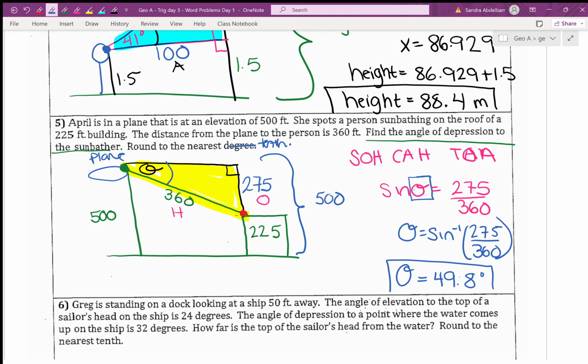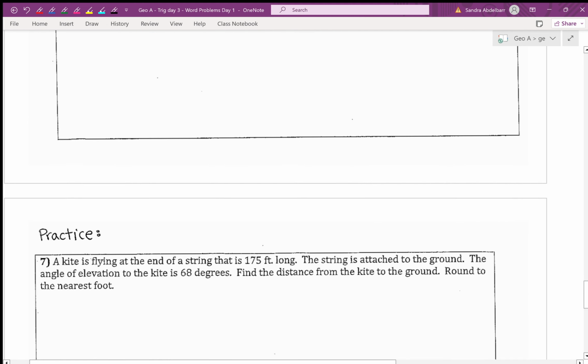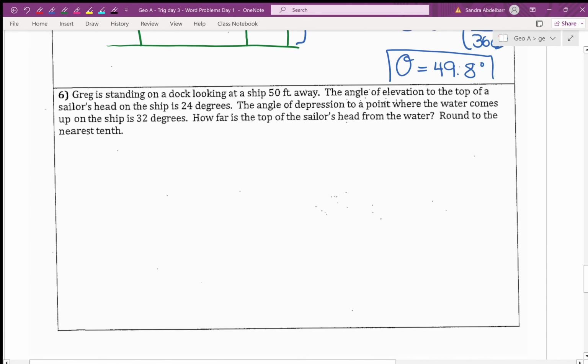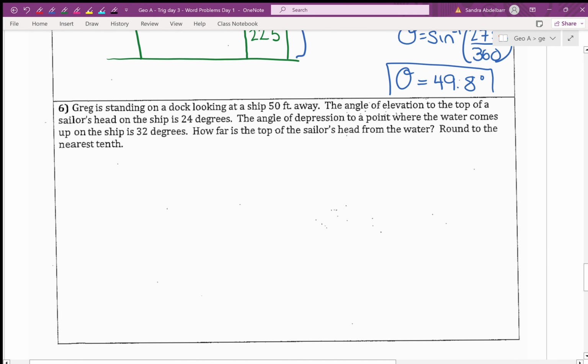All right, next one. Greg is standing on a dock looking at a ship that is 50 feet away. Oh no, I'm not going to have enough time to finish, am I? All right, we need to do this problem because there's something similar to it on your test. Can somebody remind me tomorrow? Okay. We'll stop here.